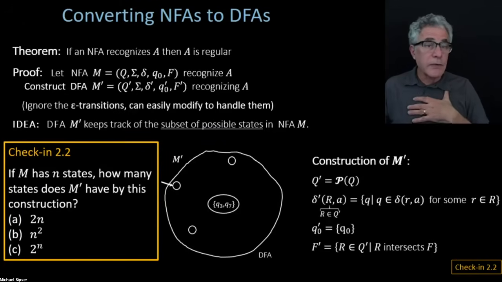So the basic concept here is, if you have a set of states, how many subsets are there? And the number of subsets is going to be exponential. So if you have a collection of n elements, the number of subsets of those n elements is 2 to the n. That's the fact we're using here. And that's why M prime has 2 to the n states, if M had n states. You should make sure you understand why that is.